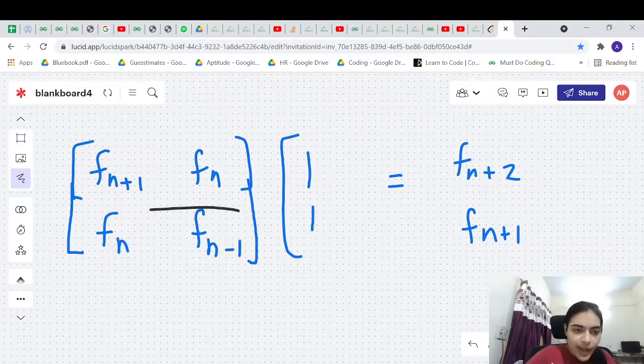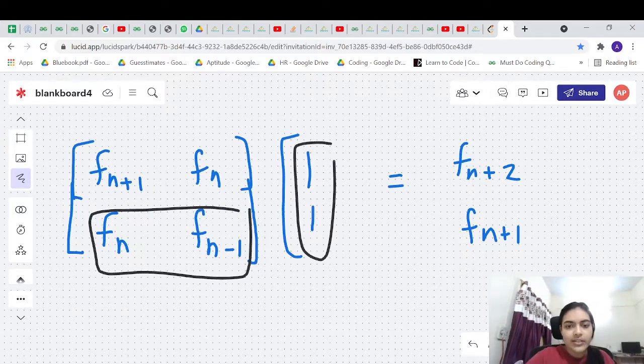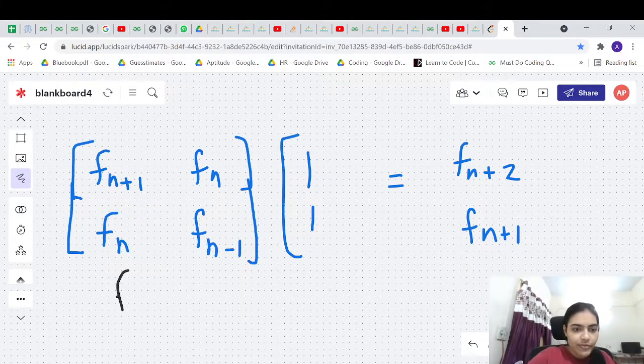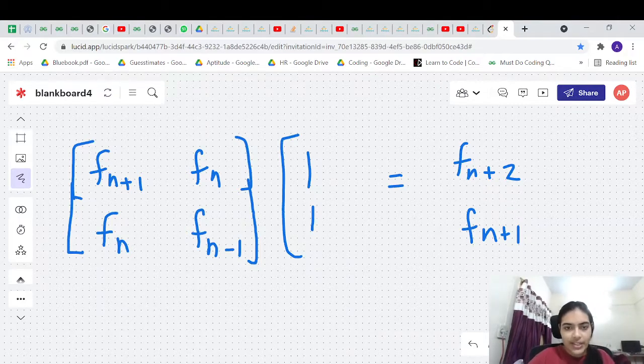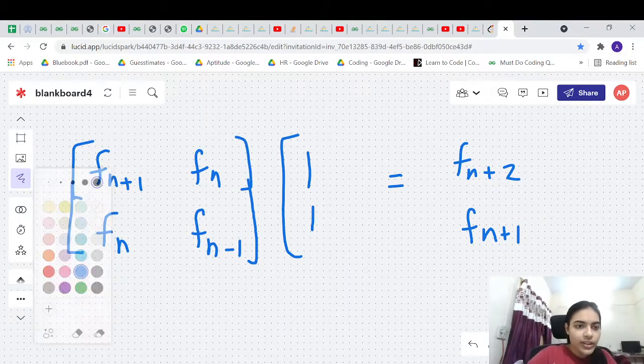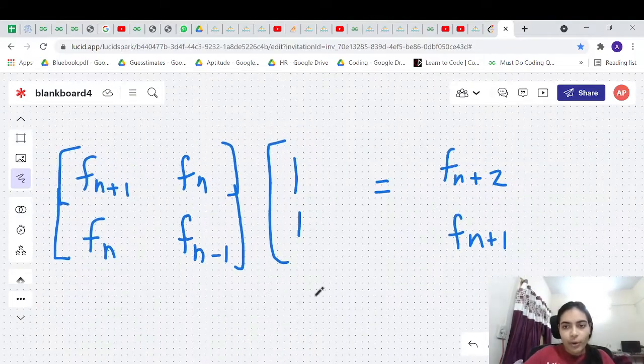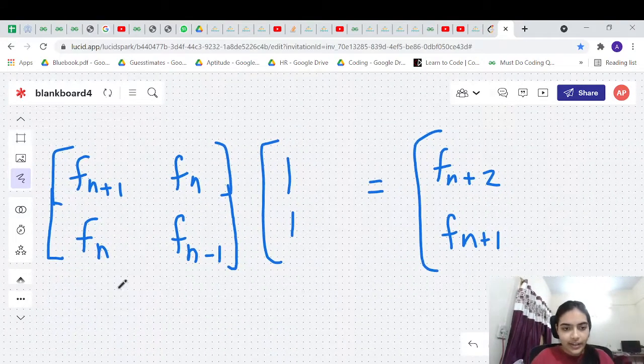Okay. Now I multiplied this second row with this column. I got this value. So what is that value? F of n plus f of n minus 1 is equal to f of n plus 1, right? This is the sum of the previous two terms and that is what I have represented here. So this matrix is going to solve a lot of problems for me. So I have built the matrix, right? So I know the next terms also.